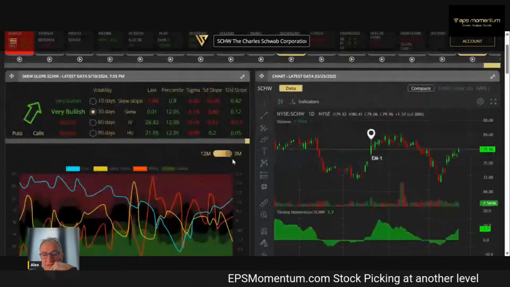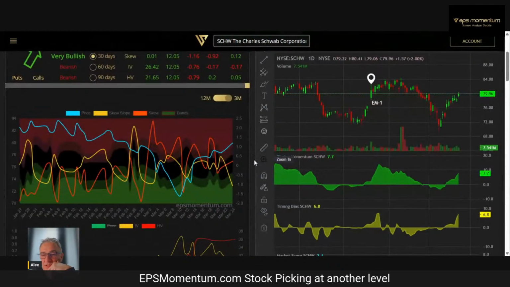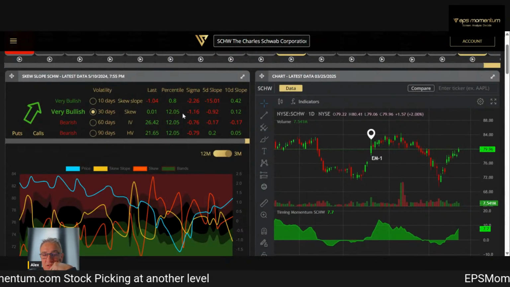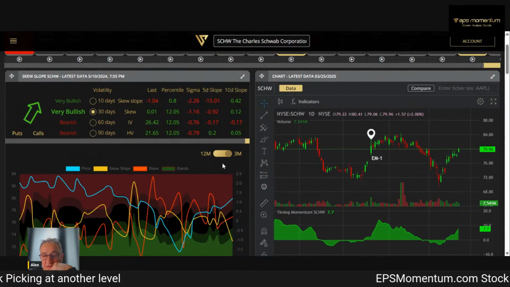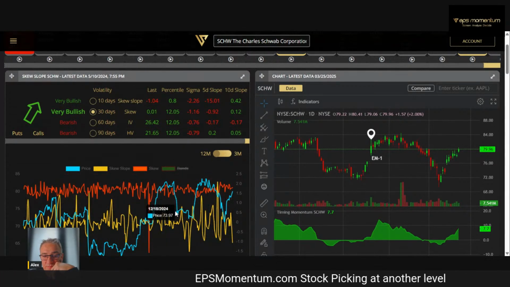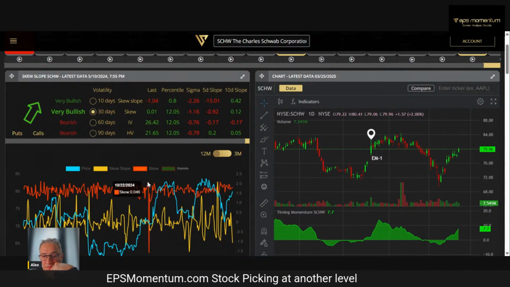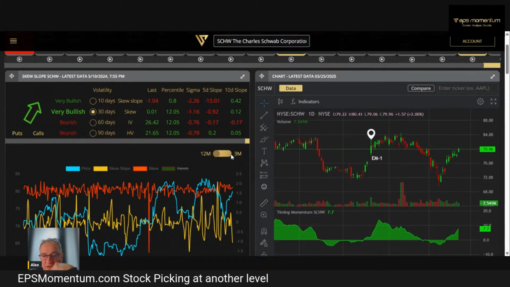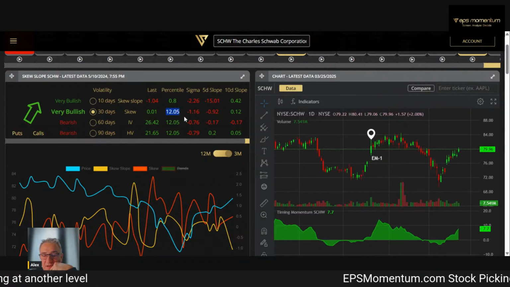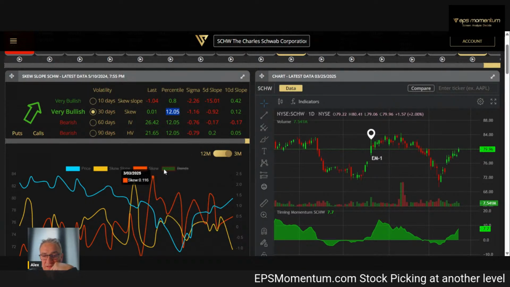All right, let's go with 30 days options. Let's have a look at the skew overall. So the skew is very low. We can look at it over a year. There's a little bit of a spike down there, but the skew is fairly low. For 3 month, skew is 12 percentile.